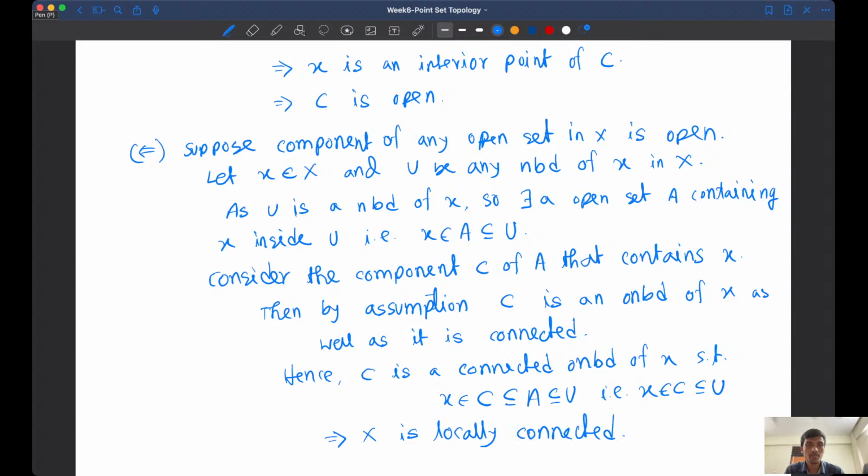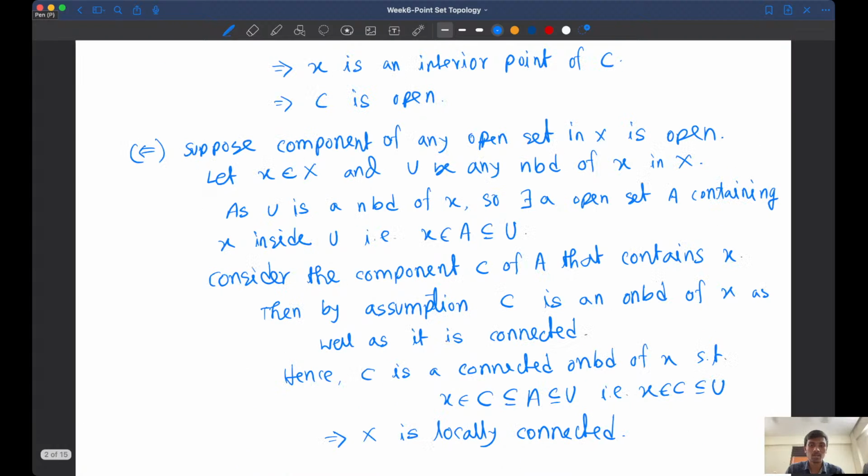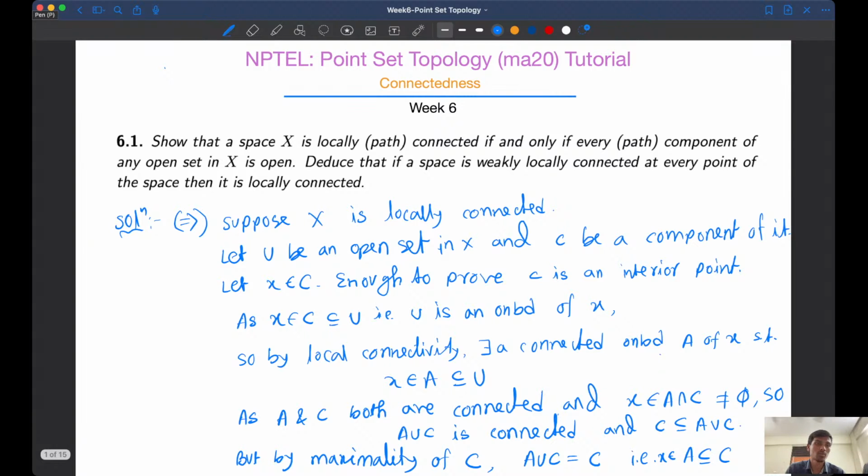Clear? So if I replace just the connectivity by path connectivity, the whole proof follows. So you just have to write path connected instead of connected. All the things will similarly follow. Because for locally path connected, the required neighborhood you get should be path connected. So again that comes from the path component of any open set, because a path component is the maximal path connected subset of that set X.